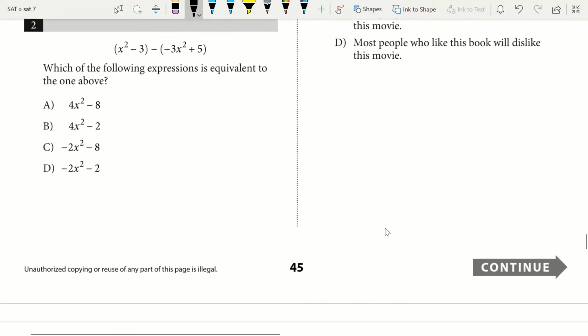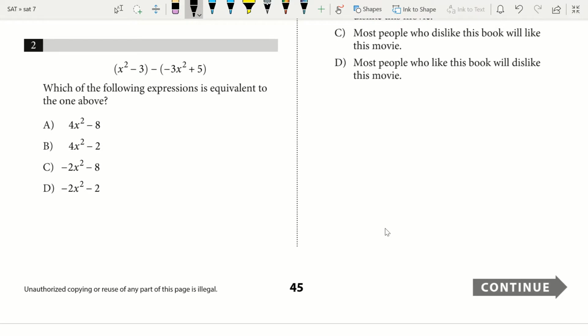Question 2. Which of the following expressions is equivalent to the one above? Well, I have x squared, and then I have minus negative 3x squared, which turns this into a plus. So I'll have x squared plus 3x squared, which gives me 4x squared. And then I have a negative 3 minus 5. Negative 3 minus 5 gives me negative 8. So I'll have 4x squared minus 8, which will be answer choice A.